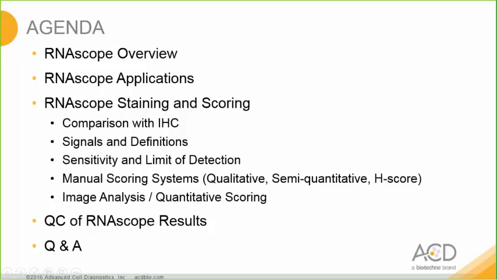Here's the agenda for today's webinar. I'll briefly go over the RNAscope technology and give a few examples of RNAscope applications before getting to the heart of the webinar and discussing RNAscope staining and scoring, which will include comparisons with IHC, looking at signals, reviewing definitions, then touch on the sensitivity and limit of detection of RNAscope. Then I'll go over manual scoring systems and finish this section with image analysis and quantitative scoring. Finally, we'll look at QCing RNAscope results. At the end, there will be a Q&A session.